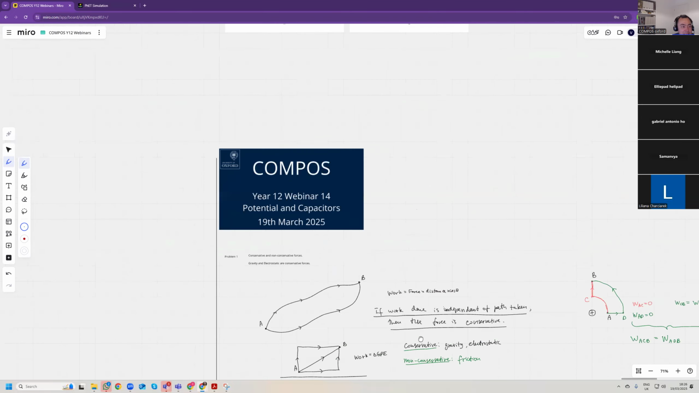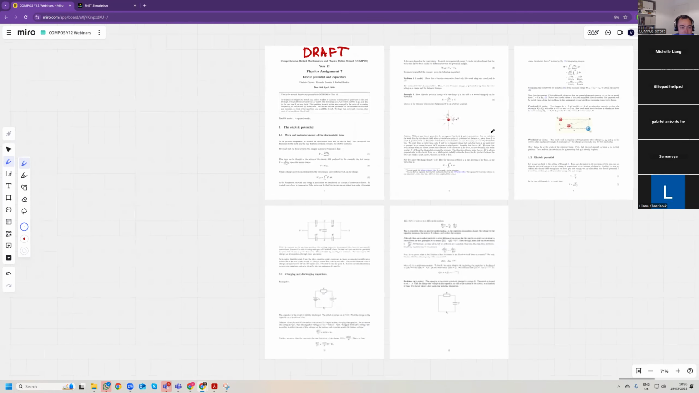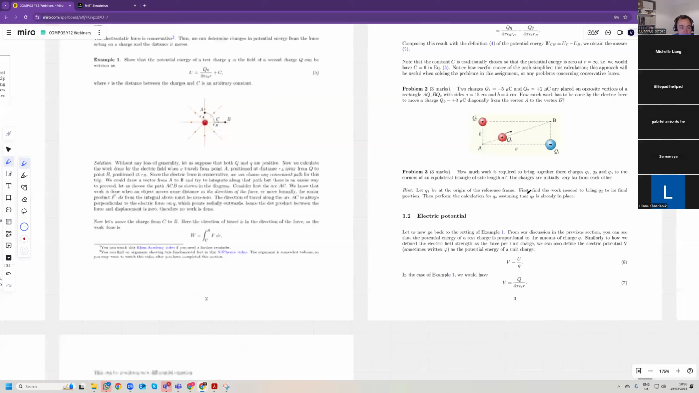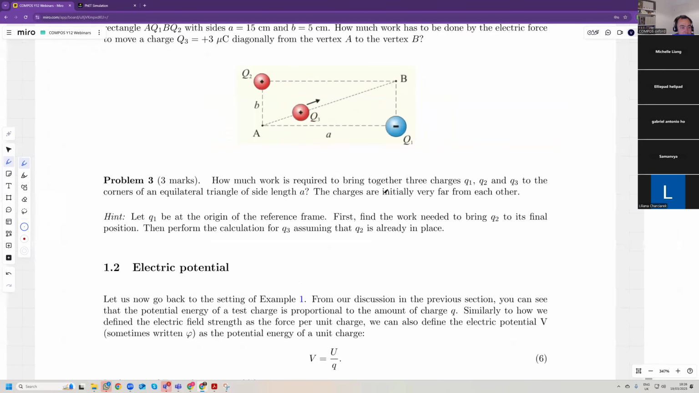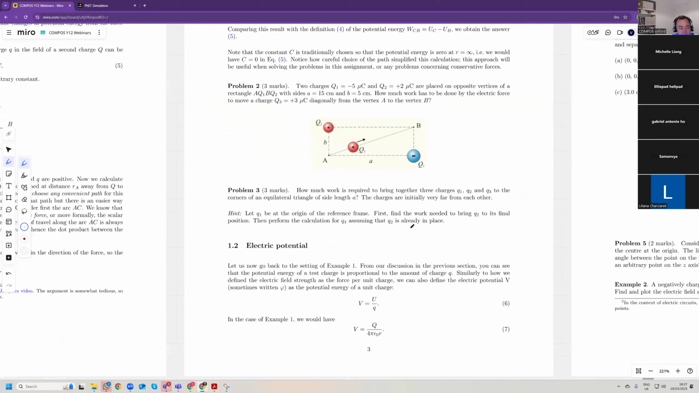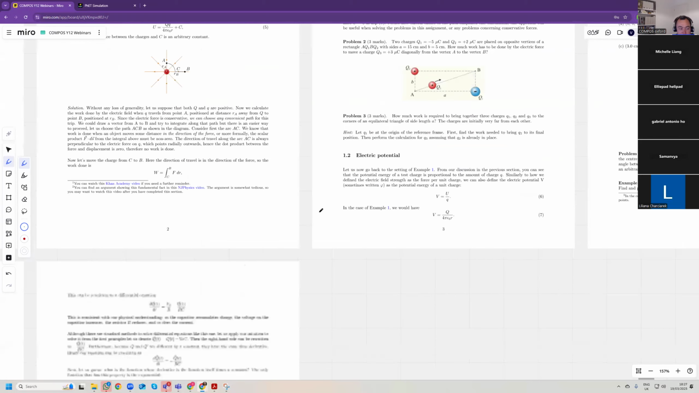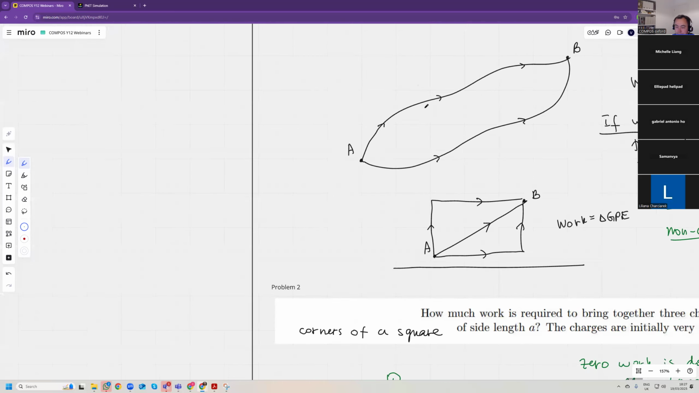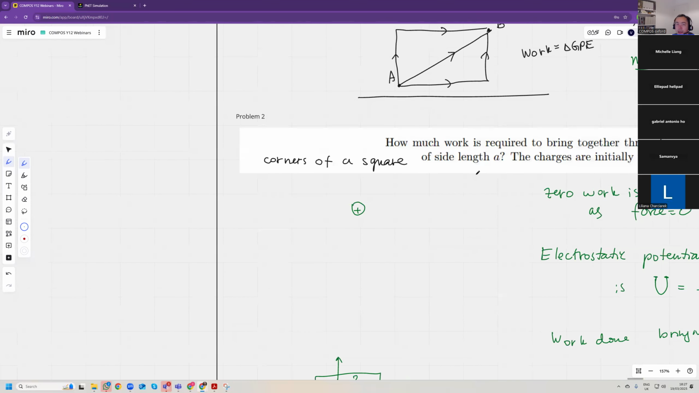You will have an extremely similar question right in here. Question 3. How much work is required to bring together charges Q1, Q2, and Q3 to the corners of an equilateral triangle of side length A? The charges are initially very far from each other. So hopefully you'll manage to do this question. All right, let's move on.